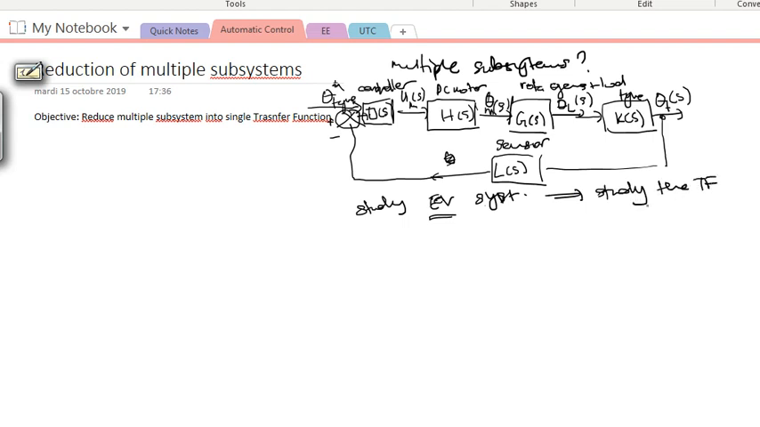Because if you remember in the first few classes, when we want to study the dynamics of the system, we put a certain input into the input of the system, let's say a step, right? And then we study what happens in the output. How does it react? It's in the output that we measure and calculate the performance. So in order to do that, we have to study a transfer function.